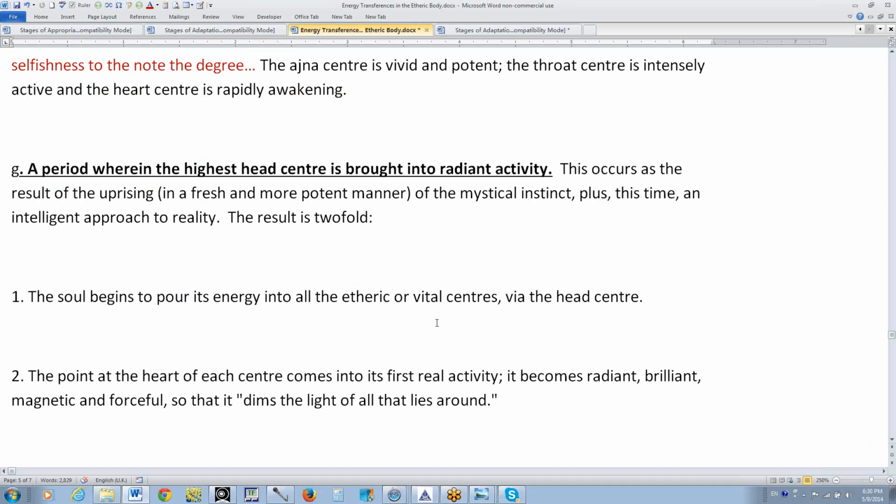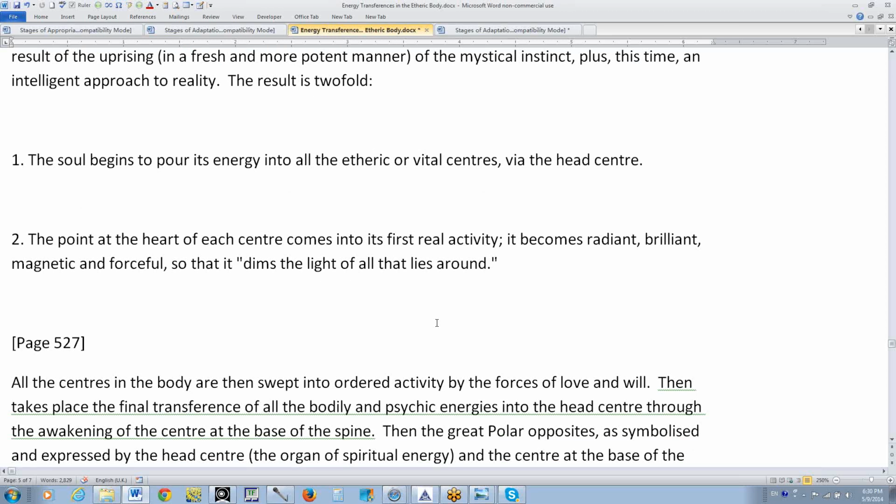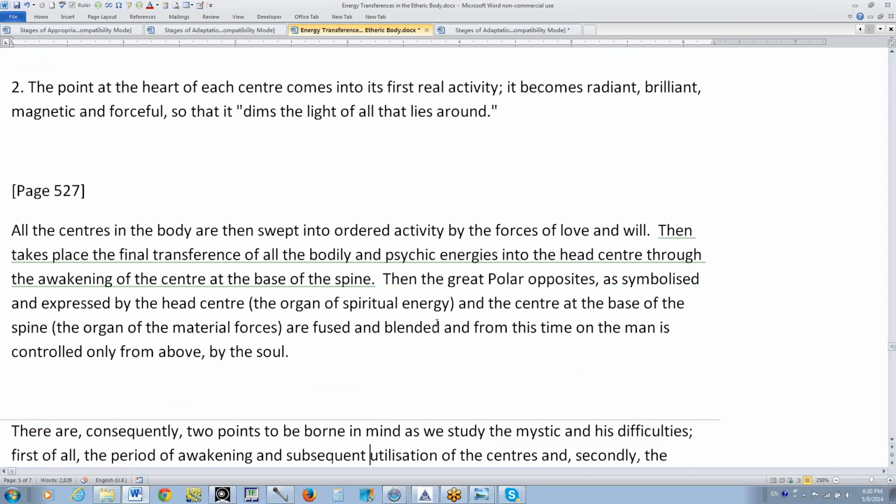The soul begins to pour its energy into the etheric or vital centers via the head center. And 2, the point at the heart of each center comes into its first real activity. It becomes radiant, brilliant, magnetic, and forceful, so that it dims the light of all that lies around. We'll go a little bit further. All the centers in the body are then swept into ordered activity by the forces of love and will, the heart and the head. Then takes place the final transference of all bodily and psychic energies into the head center through the awakening at the center at the base of the spine.